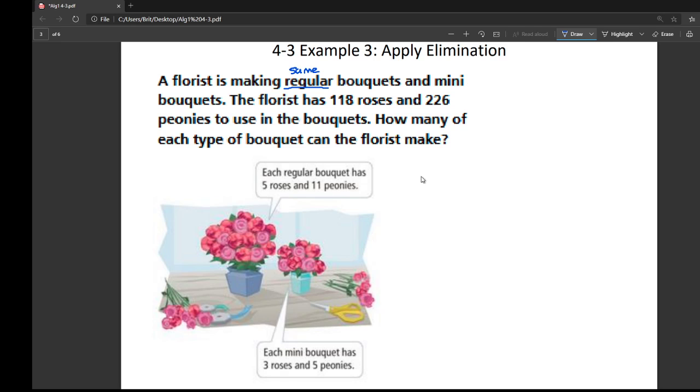So what I'm going to be doing here is creating a system of equations to help me understand the problem. So my two variables, the two pieces of information that I know, are my roses and my peonies. So I'm going to use those in order to create equations. Alright, so my first equation is going to be my rose equation. Everything in here is all about roses.